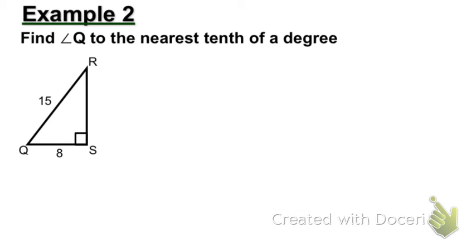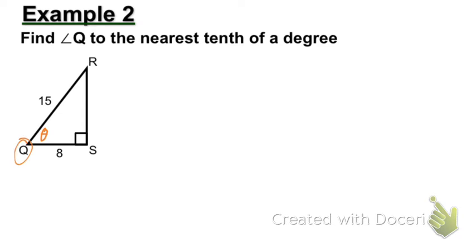So, example 2. Find angle Q to the nearest tenth of a degree. Well, this is something new to us. In this right triangle, we have two sides and the right angle. We don't know either of the other two angles. This is something we haven't done. Since we're finding angle Q, it's going to be our reference angle, our theta, if you will. You guys remember we talked about how theta was like the x for angle measures? So, it's going to be our theta here.